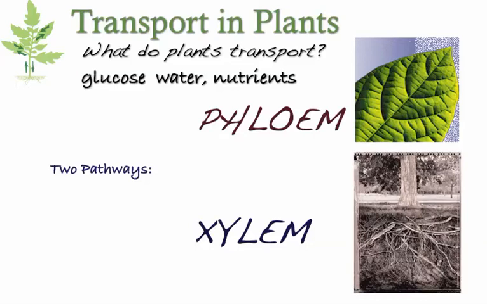What are they transporting from the leaves? Well, remember, the leaves is where they make the glucose, their food. So the leaves have to transport food down. And food is transported by the phloem, which flows down. And xylem is water being transported up the plant. And nutrients from the soil as well.